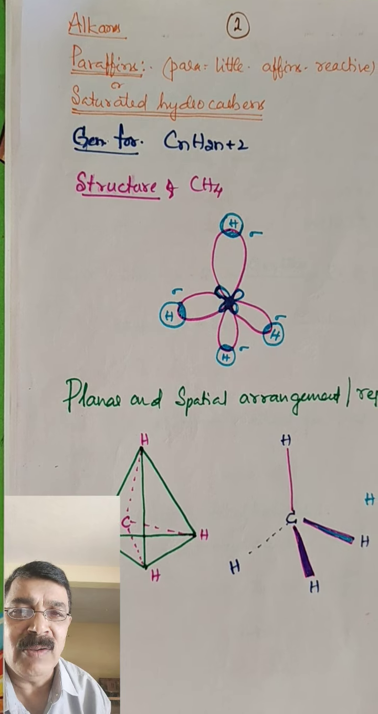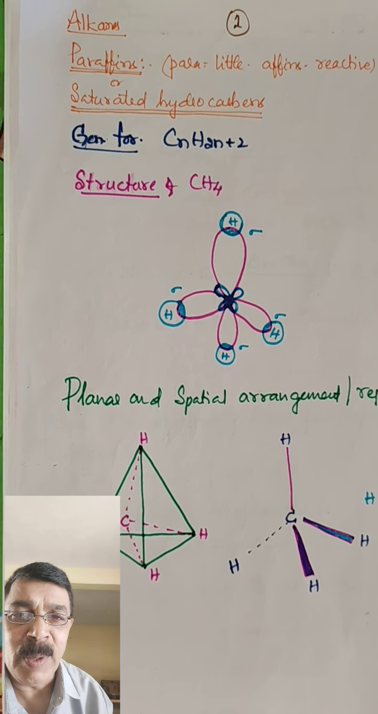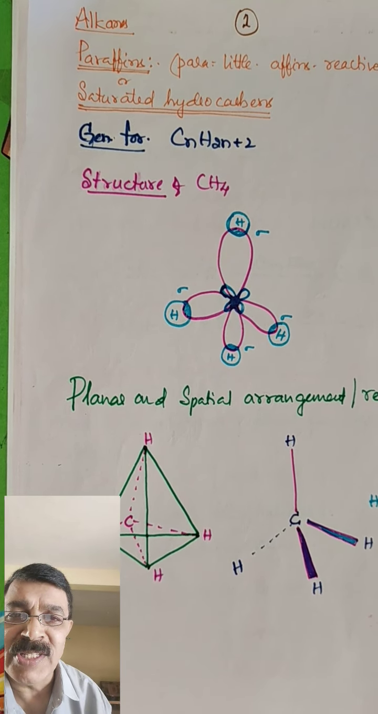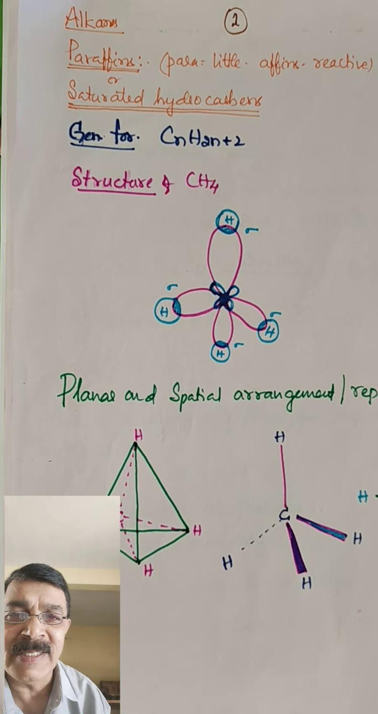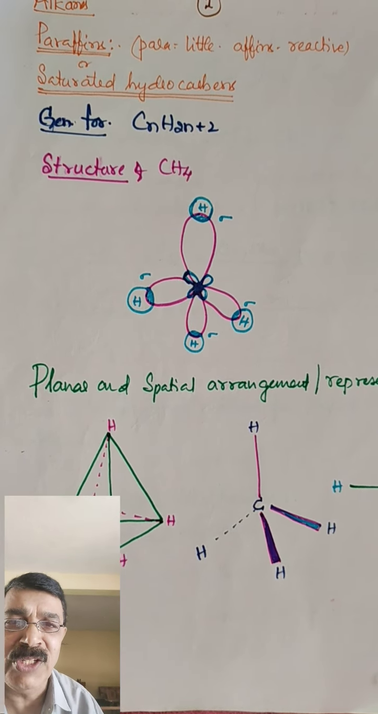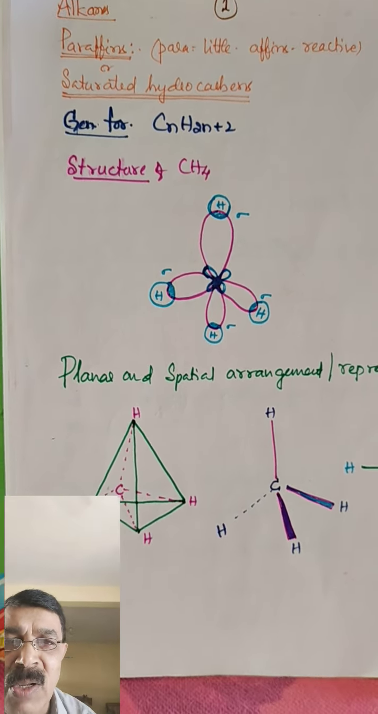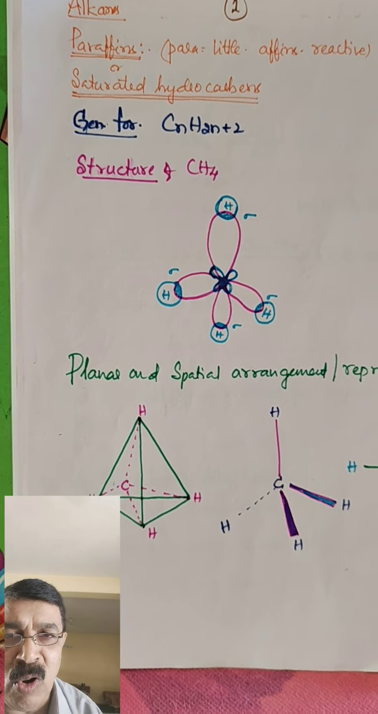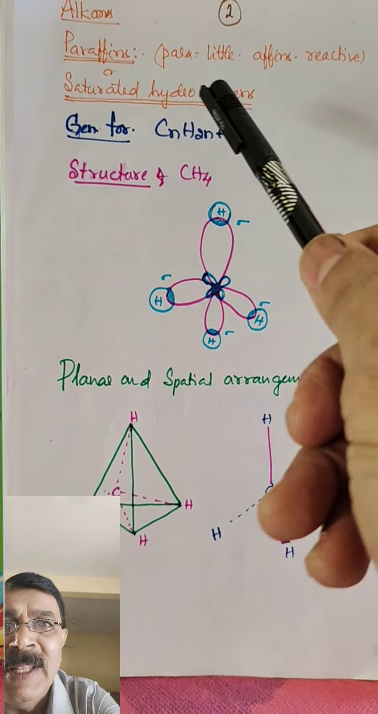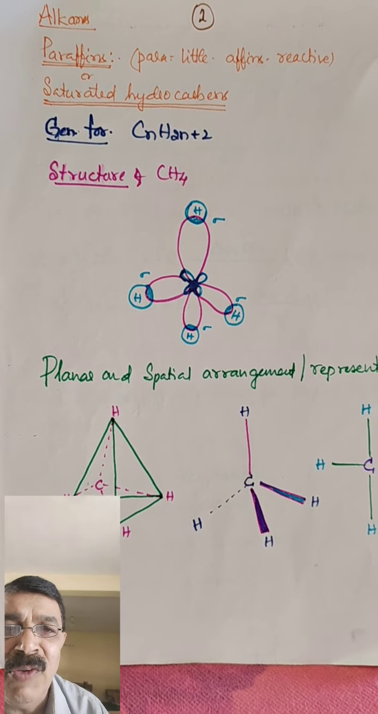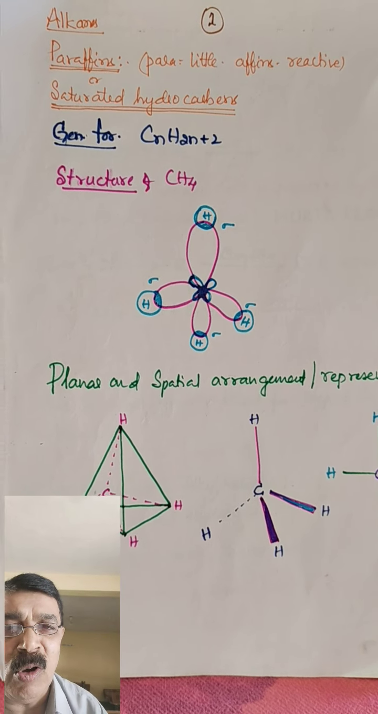Today we are going to learn alkanes: preparations, physical properties and chemical properties. First, just a revision of alkanes. Alkanes are also called what? Saturated hydrocarbons, or also called paraffins. Para means little, affins means reactive, saturated hydrocarbons.